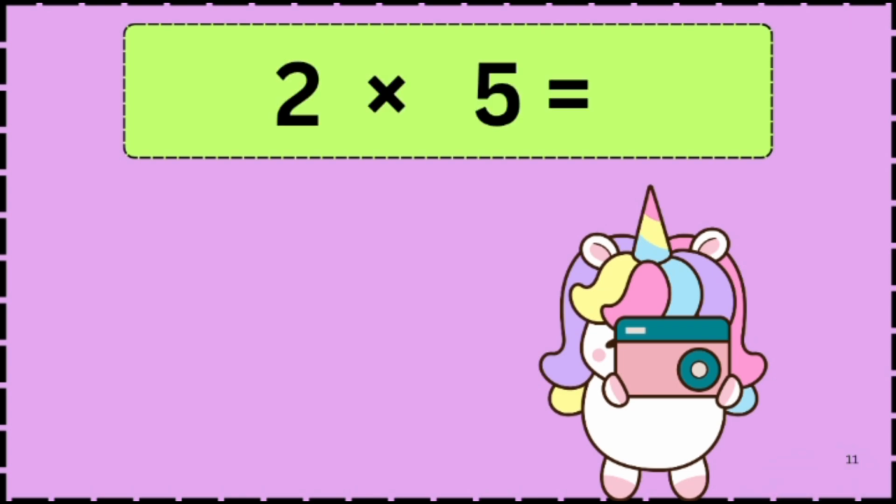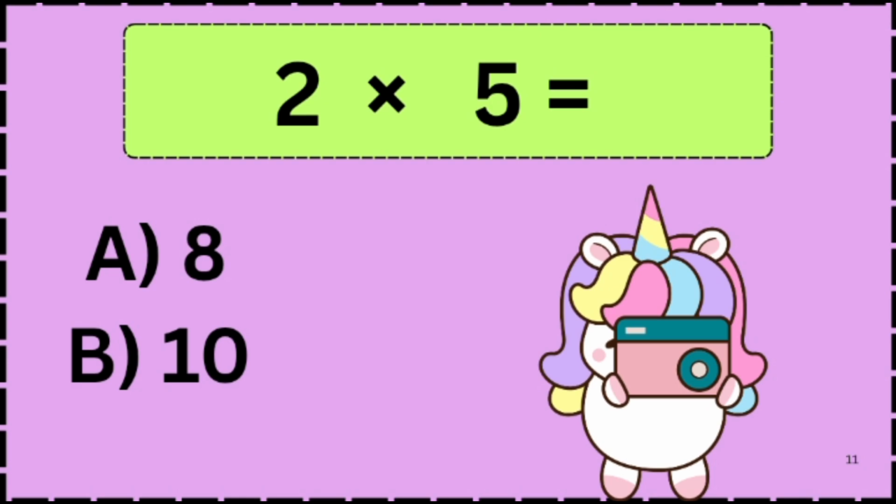2 times 5 is equal to A 8, B 10, C 11. The answer is B 10.